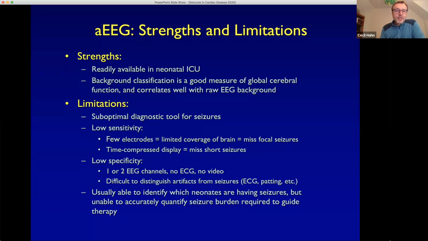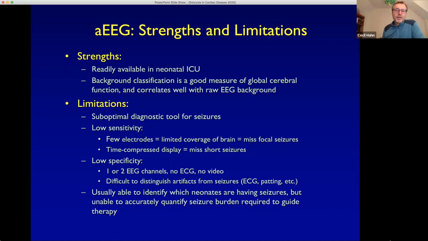So sometimes, the ECG signal, as I mentioned, can get picked up on the brain because the ECG is so much higher in amplitude than the brain waves. And without the video, most of these devices don't have a video and they only have 1 or 2 channels. It can be really tricky to distinguish the rhythmic waveform of an ECG from the rhythmic waveform of a seizure.